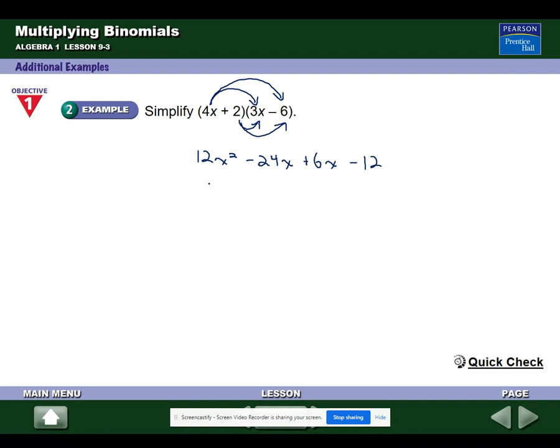Look to simplify these two middle terms again. It's not always the middle terms, and they don't always simplify. It depends on what the variables are in the two binomials, but oftentimes, I would say probably 95% or better of the problems I'm going to assign you in this chapter like this are going to have some combining of like terms. This would be 12x squared minus 18x minus 12.